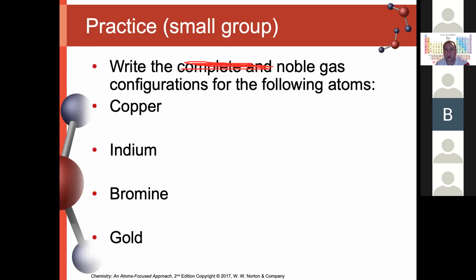Let's do the noble gas configurations only. So I'm going to mute myself and let you talk your way through this, and I'll step in if you guys get stuck. Go ahead and go.